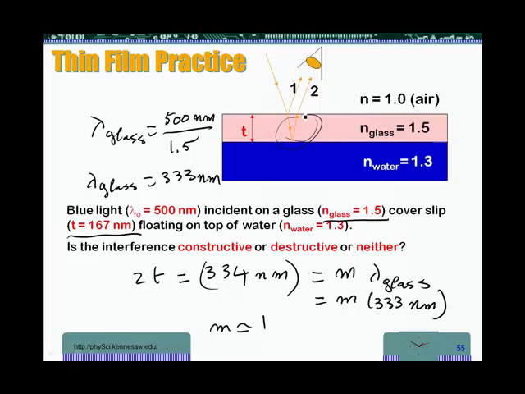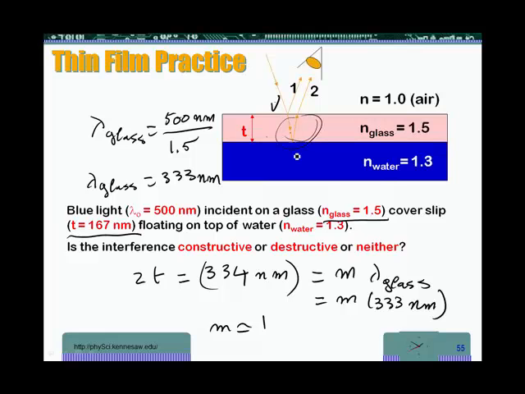Now, if there is no change in phase, we should have constructive interference, since both rays are going to be in phase. But now what do we have? We are going from air to glass, so the wave is going to slow down here. So in this case, I have a phase change. So let's check for a phase change.